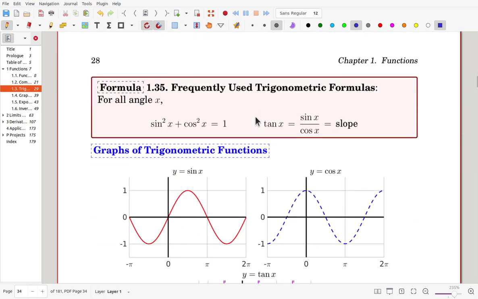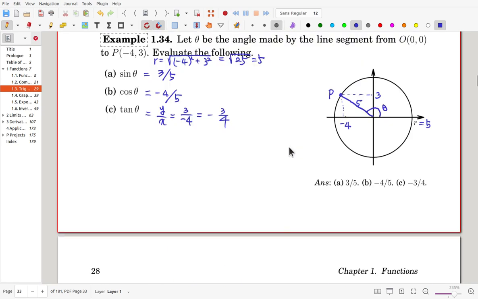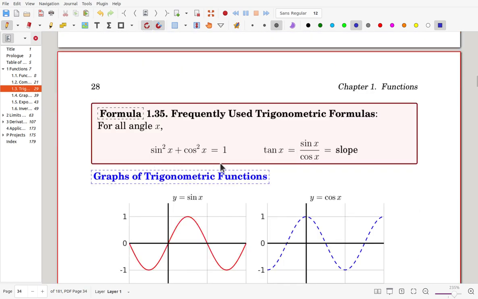Okay. Here we have frequently used trigonometric formulas. Of course, sine and cosine are defined here along with the circle of radius 1, so from the Pythagorean theorem, this side squared plus that side squared must add up to 1. That is exactly that formula. Immediately from the definition, you can get it. Now, tangent x is sine x over cosine x.